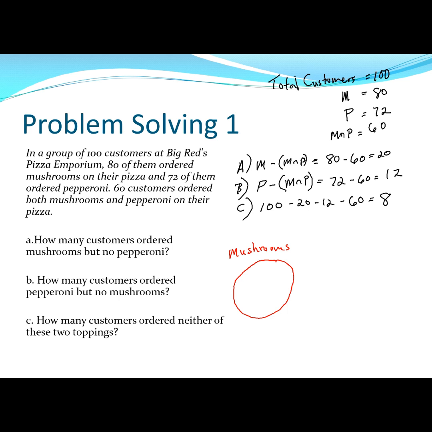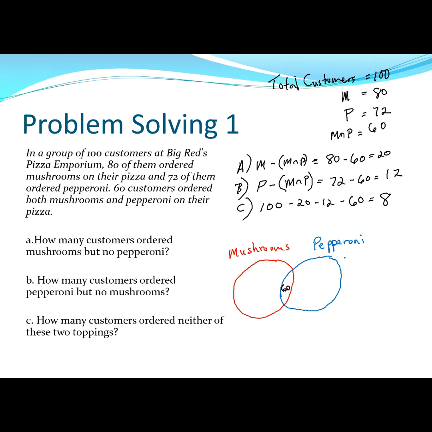And then we have pepperoni. I don't know about you, but I'm starting to get hungry. And pepperoni is going to overlap with mushrooms. Okay, and then we just put in our numbers. So we know that 60 ordered both, so 60 is going to be in the middle.